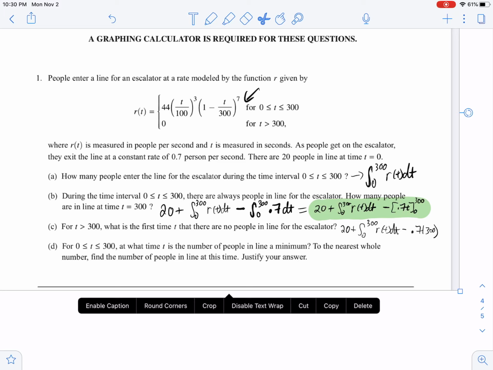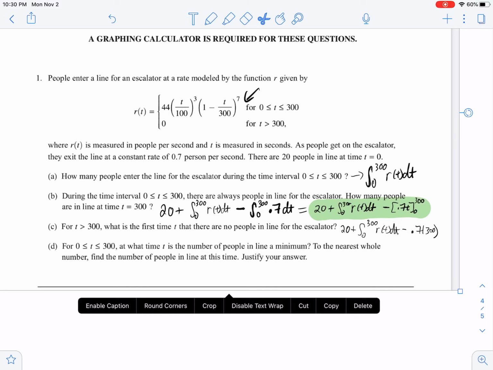And then no more people get in the line, right? The rate doesn't change. The rate is 0 afterwards, so no more people get in the line. So now the question is, what is the first time there are no people in the line? Well, this is just going to be a number, the answer to this. So I have to subtract the people that leave, right?